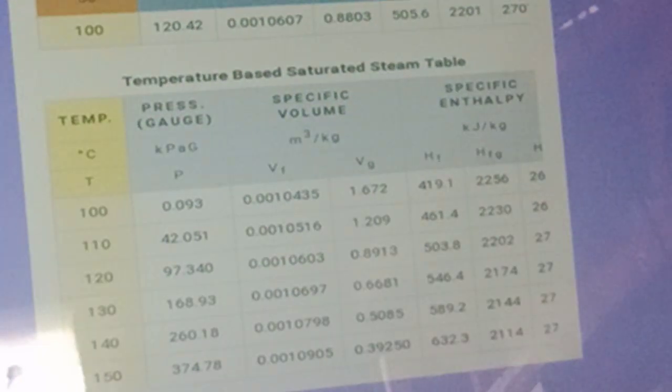So this is the temperature-based saturated steam table.